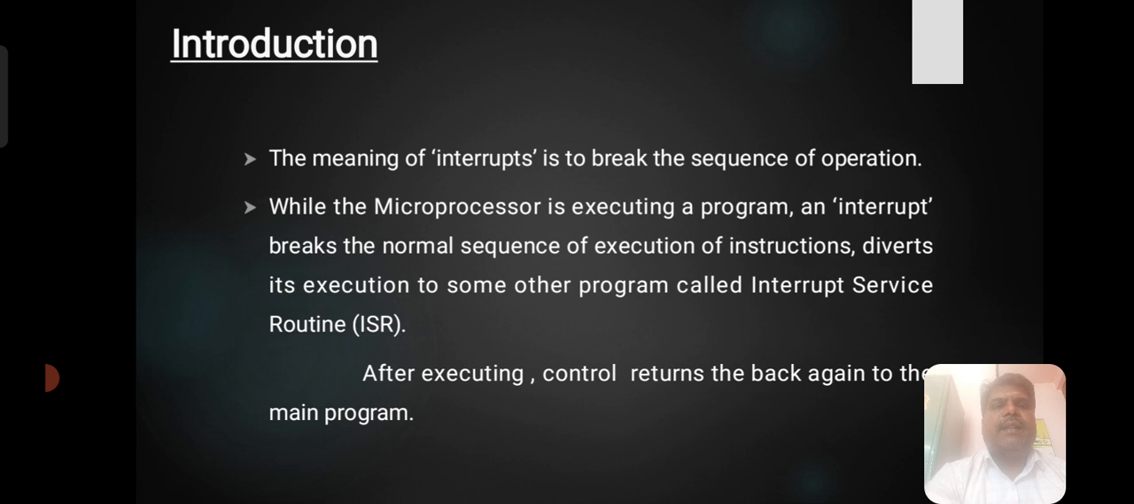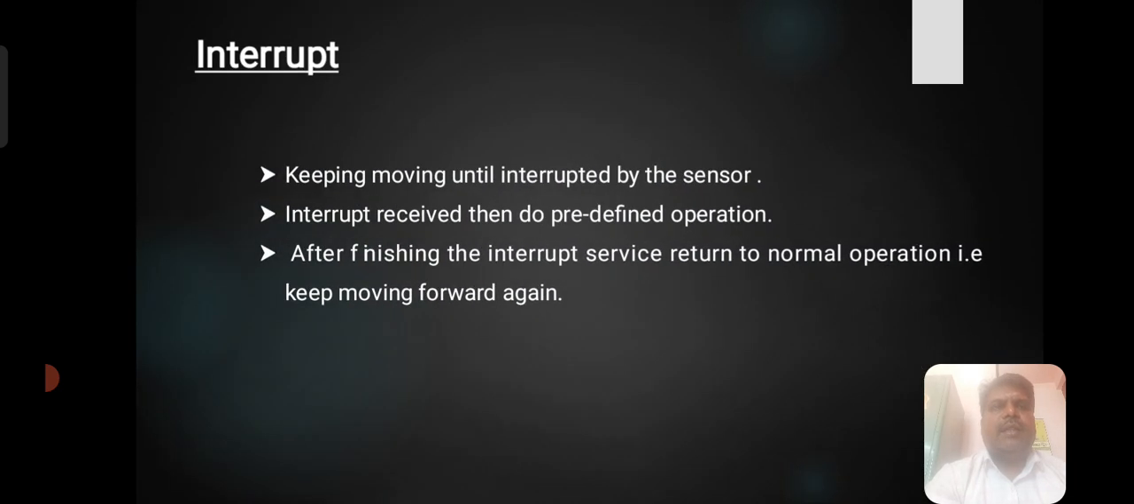Every time an interrupt comes, the microprocessor has the option of whether to attend the interrupt or to disconnect the service routine. So interrupt means breaking the sequence of operation. Keep moving until interrupted by the sensor. Interrupt received, then do the predefined operation. After finishing the interrupt service, it returns to normal operation, that is, it keeps moving forward again with the normal execution.